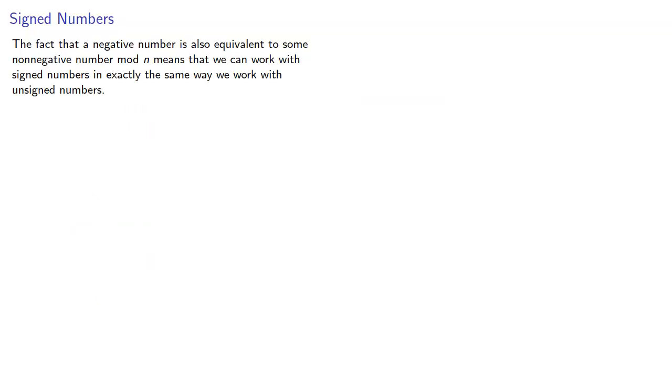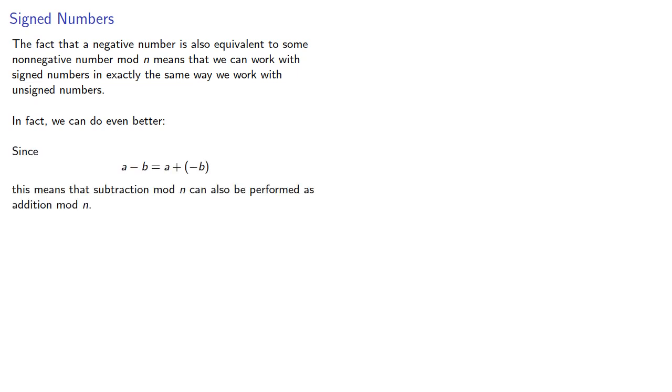The fact that a negative number is also equivalent to some non-negative number mod n means that we can work with signed numbers in exactly the same way we work with unsigned numbers. In fact, we can do even better. Since a minus b is the same as a plus negative b, this means that subtraction mod n can also be performed as addition mod n.